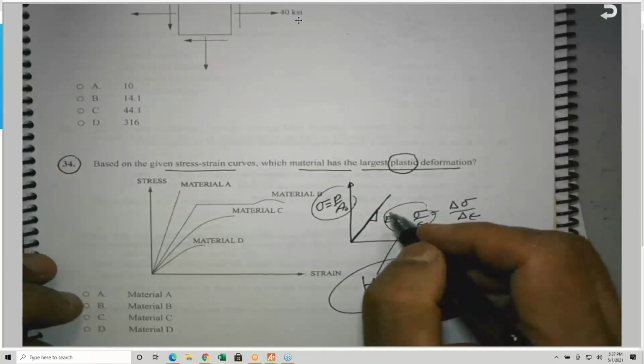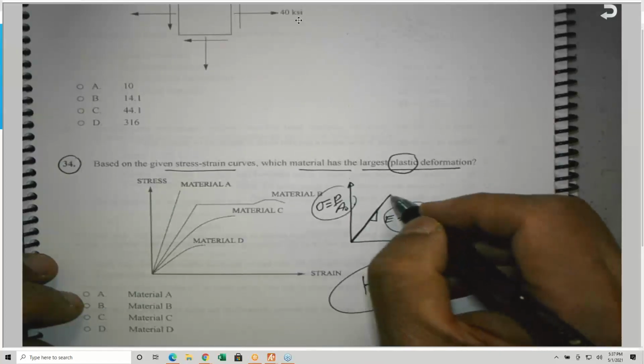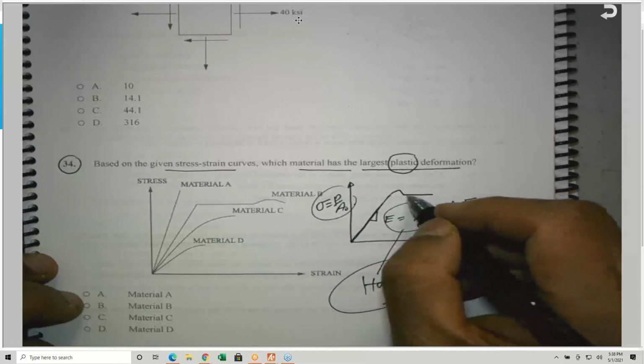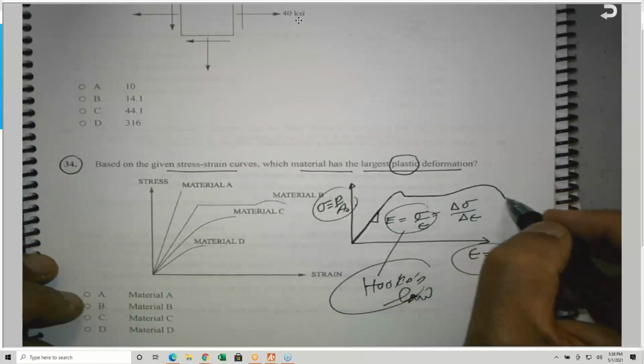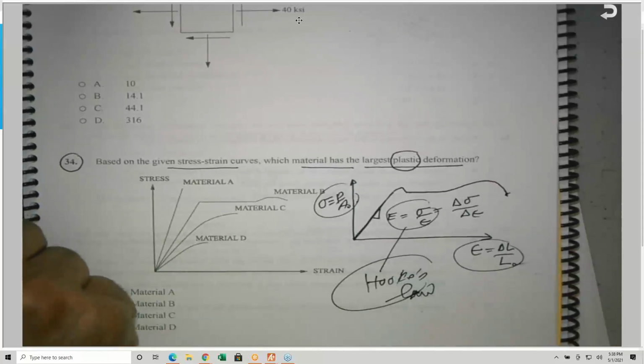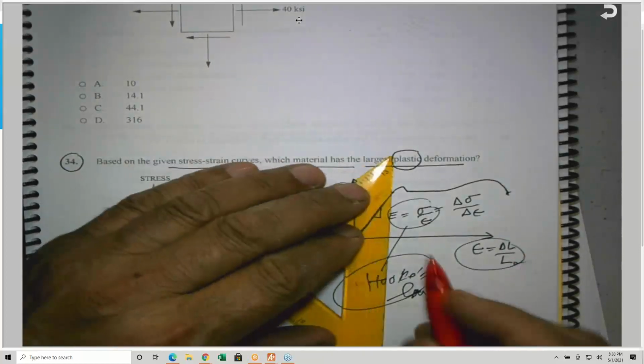So after the linear portion, you'll find that the material goes a little bit up and comes down and goes straight like this and starts to go up again, and it will fail somewhere here. So this stress strain curve is divided into sections. This is the elastic.